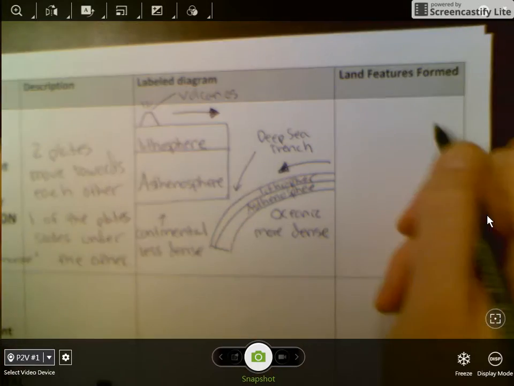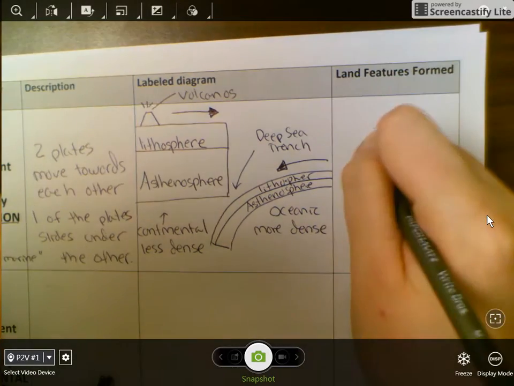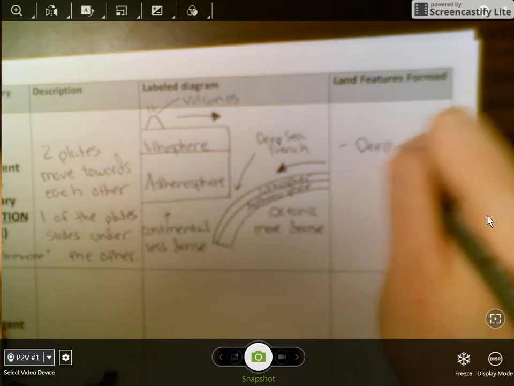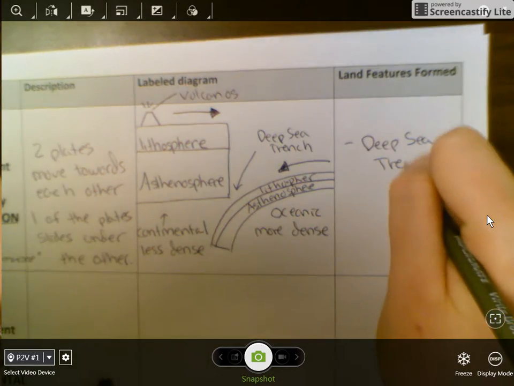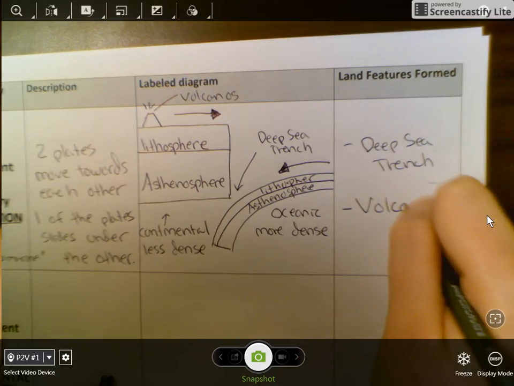Okay, so the land features that are formed at a subduction zone for convergent boundaries are deep sea trenches and volcanoes.